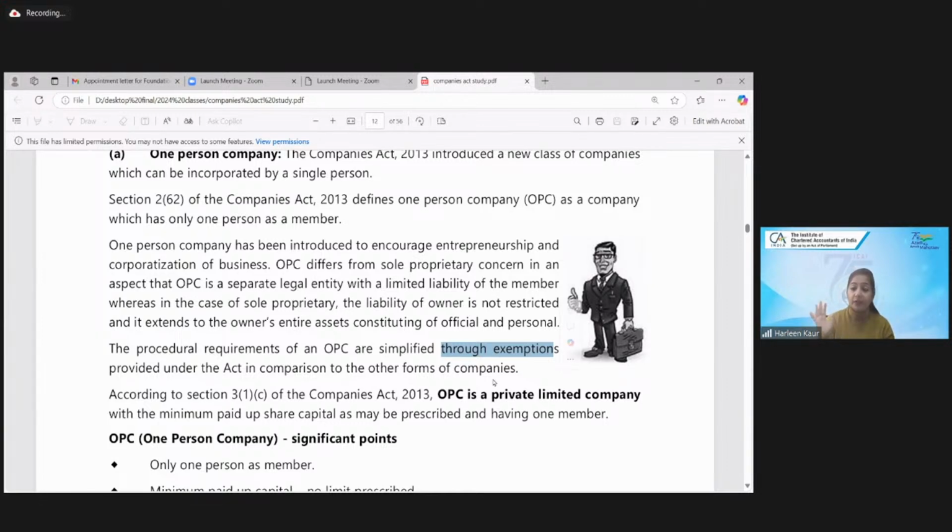There are many other kinds of exemptions given to the OPC, and also the setting up of an OPC is very simplified. You don't have to go into much of the complications like you have to in the case of a private company and a public company. A public company, when it plans to list itself, has more things to follow like SEBI and listed company provisions. But OPC, as a very simple company, has a number of exemptions given to it under the Companies Act.